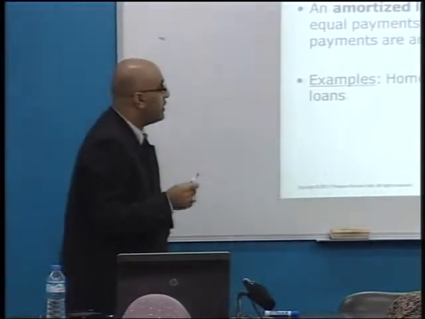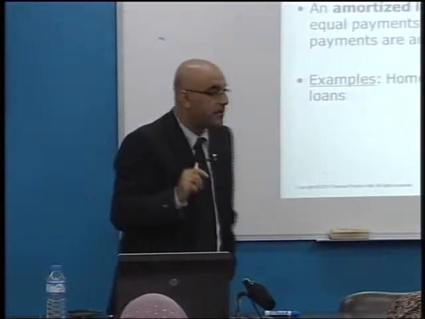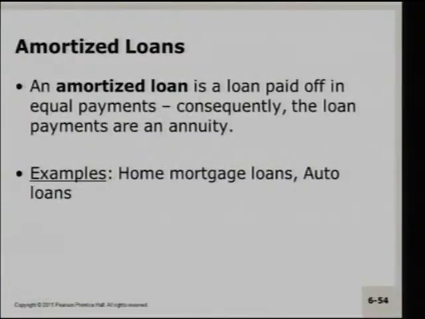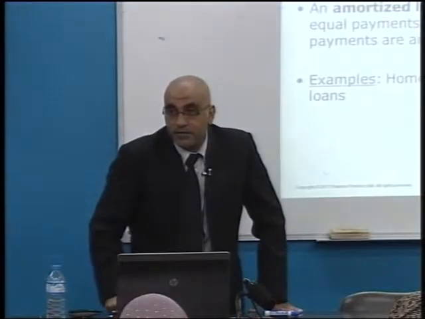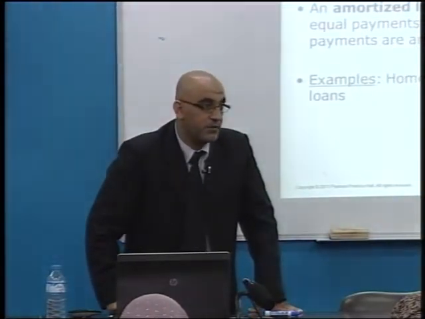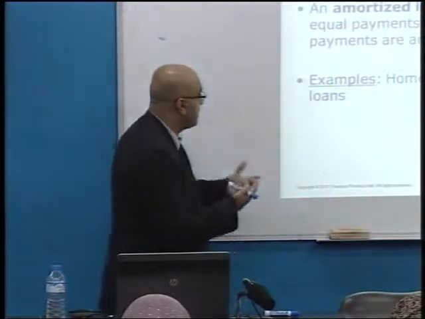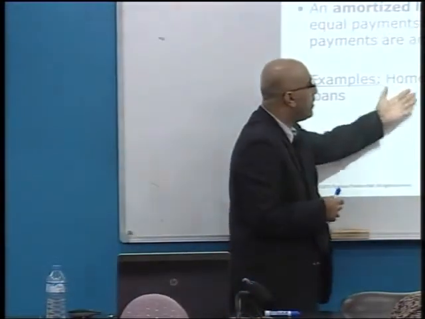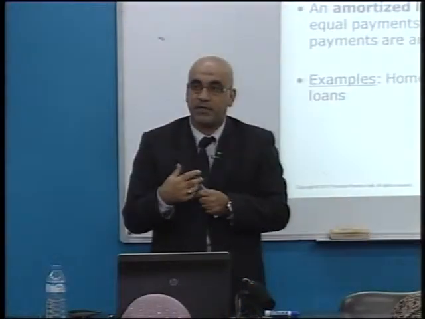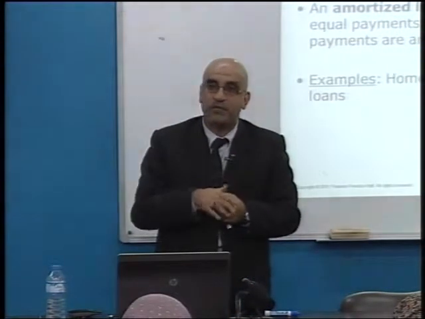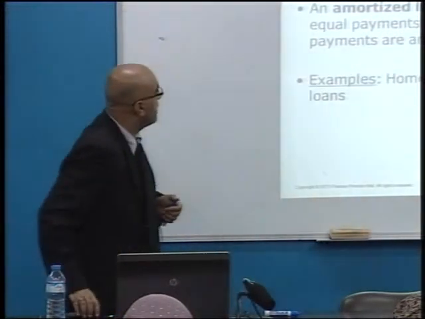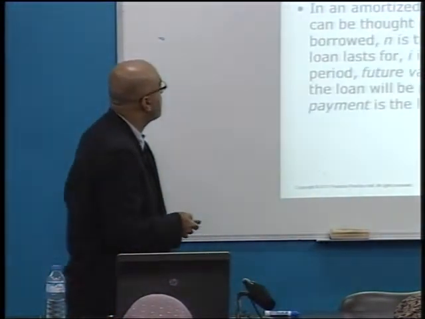An amortized loan is a loan paid off in equal payments. Consequently, the loan payments are an annuity. We may pay them off monthly, weekly, quarterly, or annually. For example, home mortgage loans and auto loans. If you buy a house by using a loan and you want to pay it off, you use a mortgage. This is one example of amortized loans.